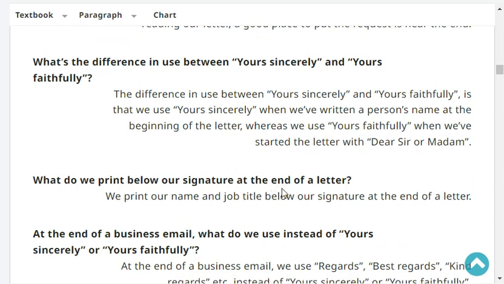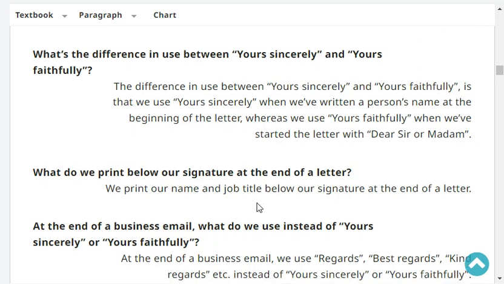What do we print below our signature at the end of the letter? We print our name and job title below our signature at the end of a letter.